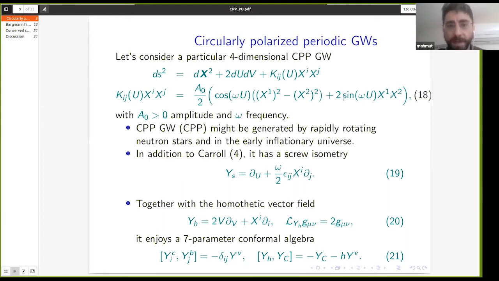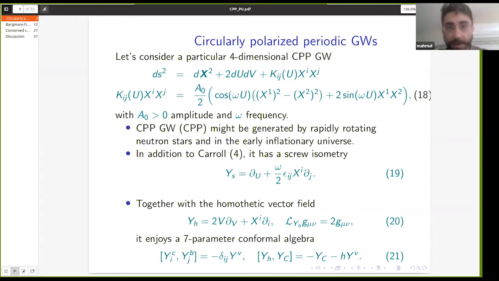Now you see that here there are two parameters. The first one is the amplitude, which we can always take to be greater than 0. And there's also the frequency of the wave. It is a periodic wave, okay? So there are two parameters that we need to deal with. They can be anything. I mean, we can take A0 greater than 0, so no problem.